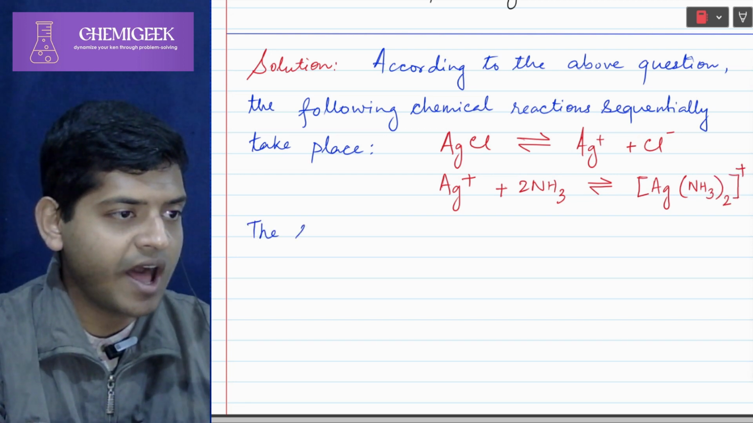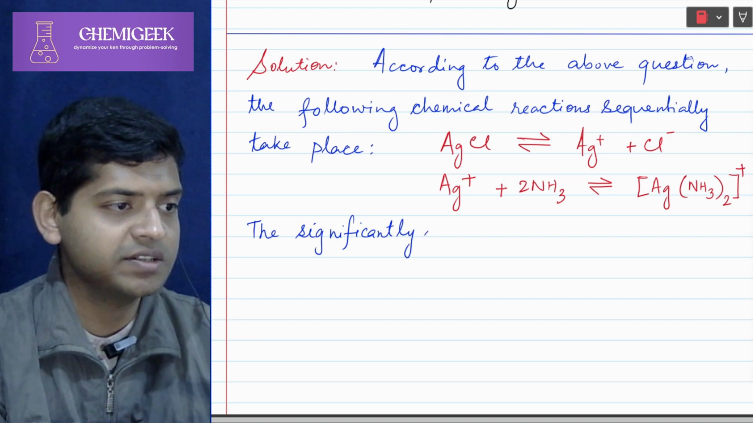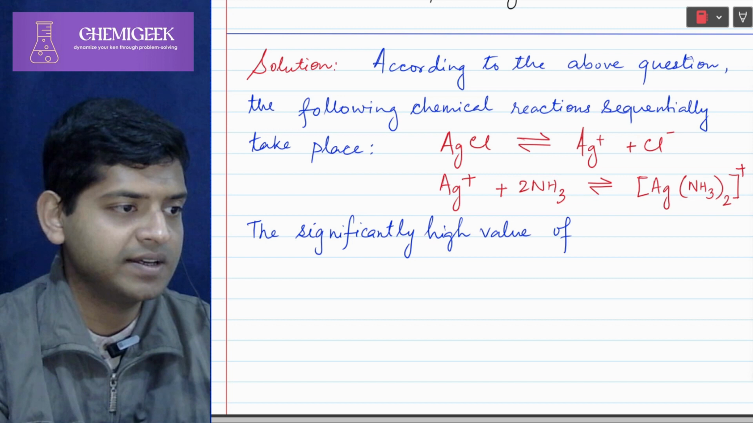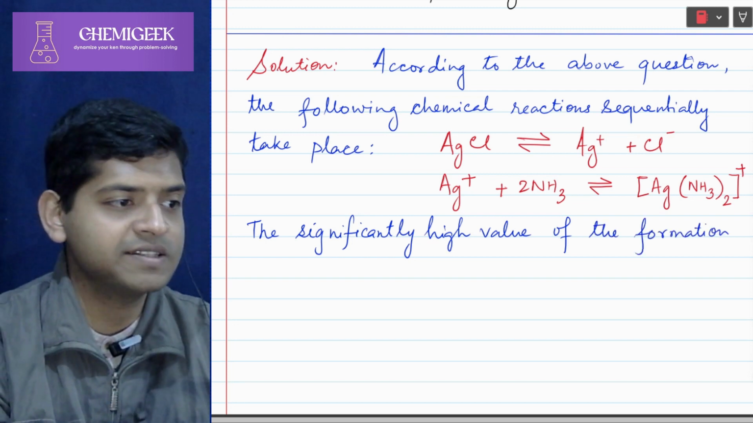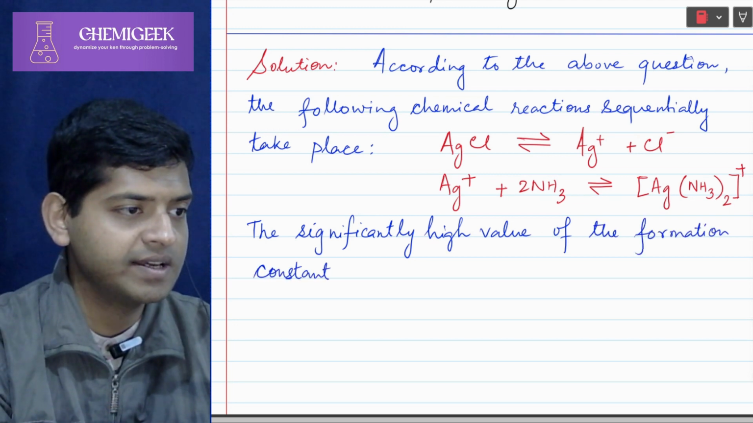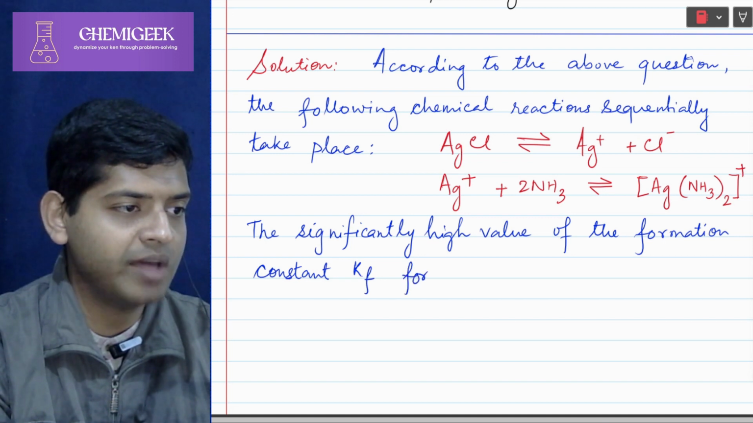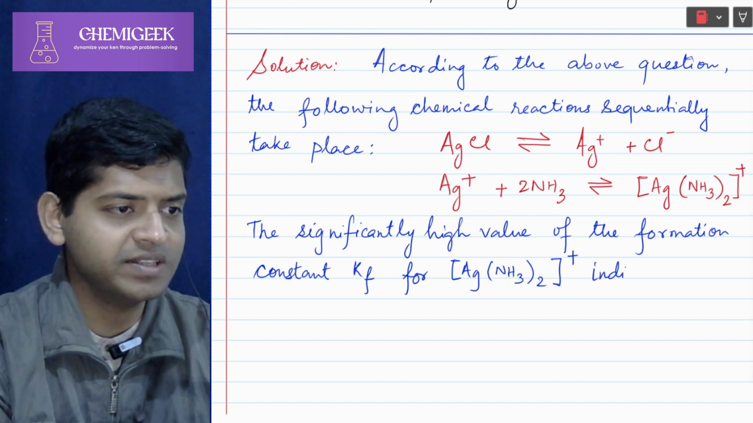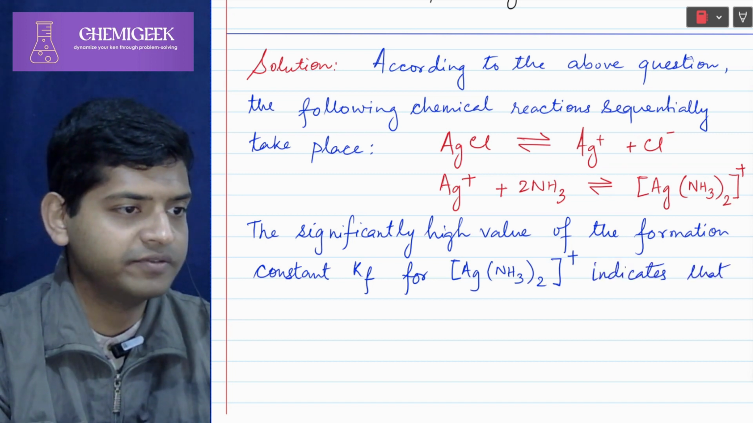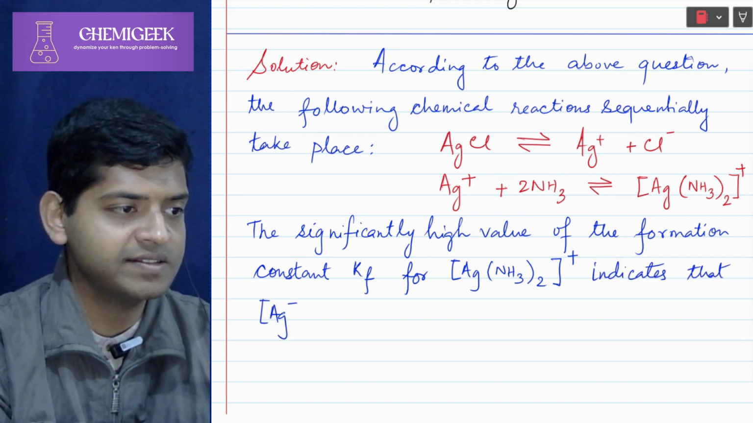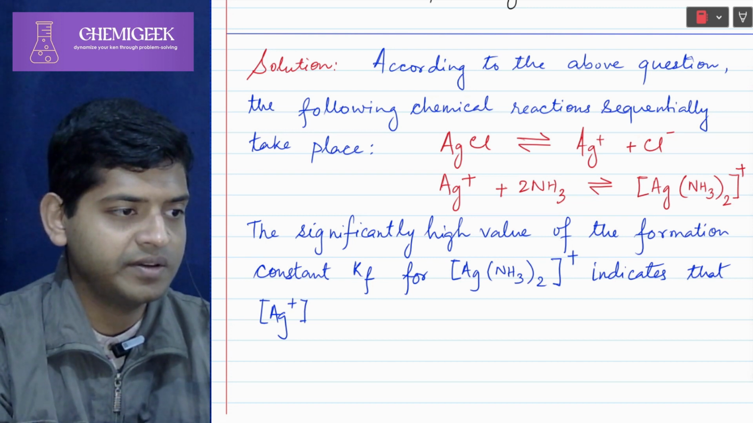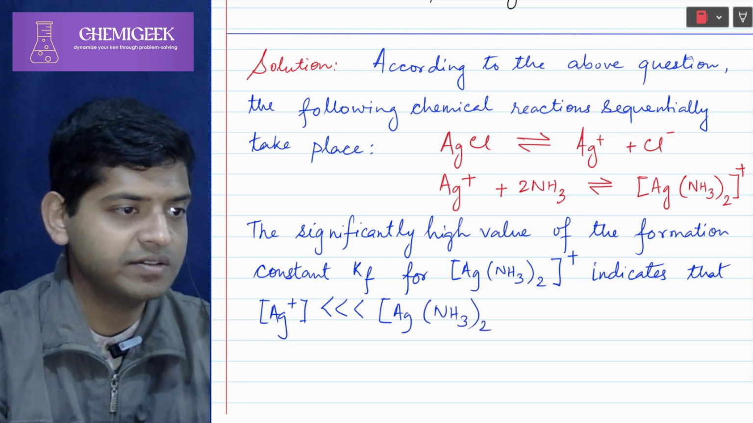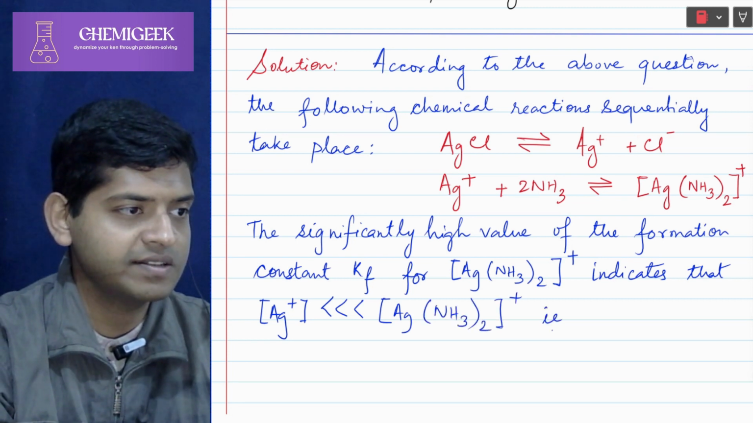Now the significantly high value of the formation constant of silver amine complex indicates that the concentration of silver ion itself is quite less than the silver amine complex's concentration, which means that most of the silver ions get ammoniated, meaning it forms the complex.